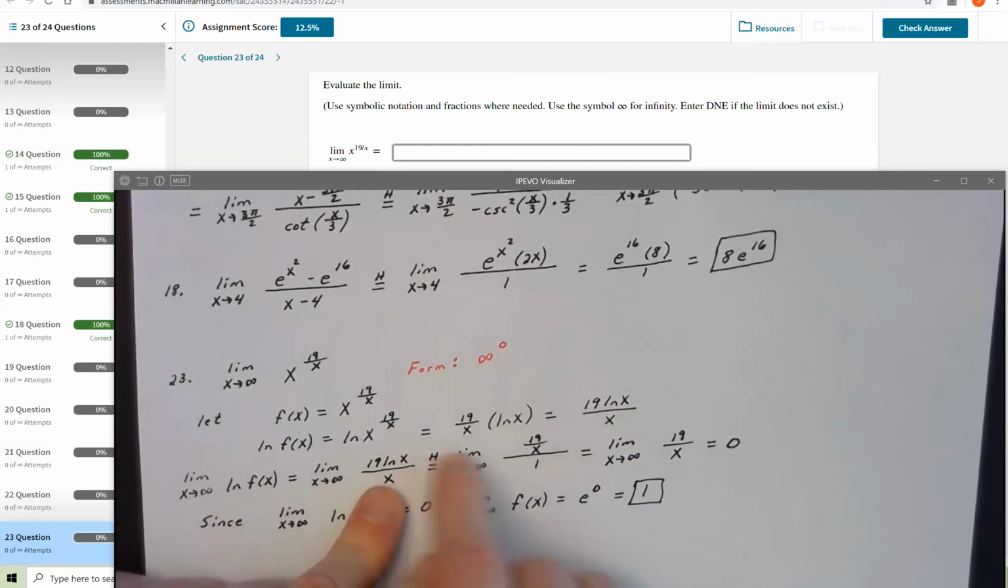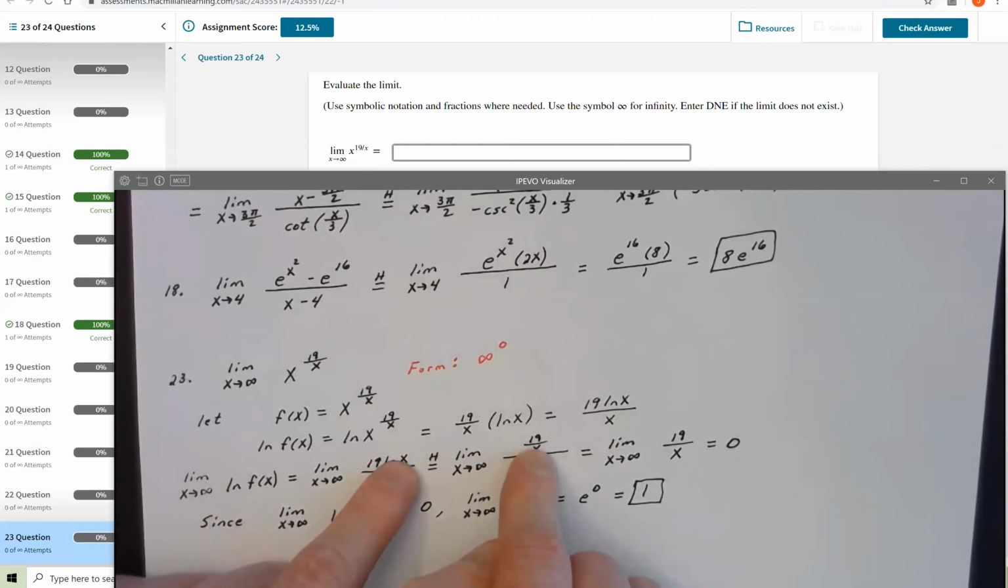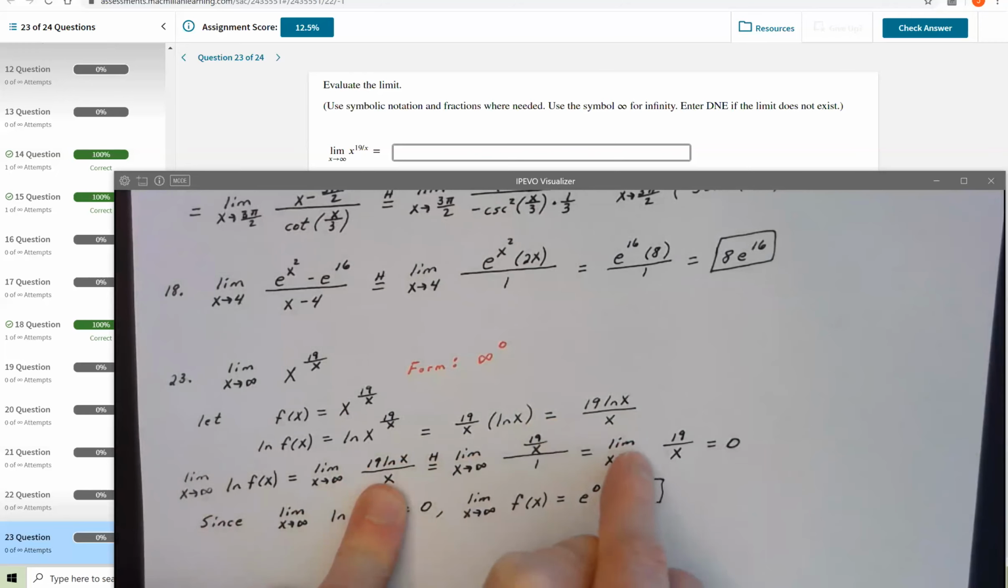I use L'Hopital. Derivative of the numerator, derivative of the natural log of x is 1 over x. So we just have a 19 over x for that numerator. Derivative of x in the denominator is 1. So that's the only use of L'Hopital from this step to this step. Please don't put the h over the equal sign. The only thing I'm doing is rewriting. This is simply just 19 over x.